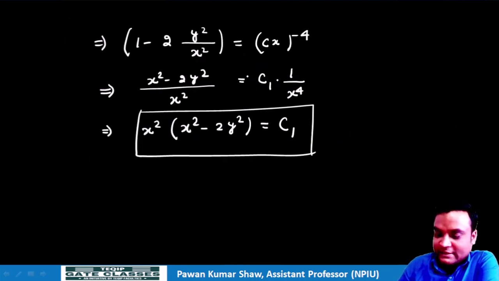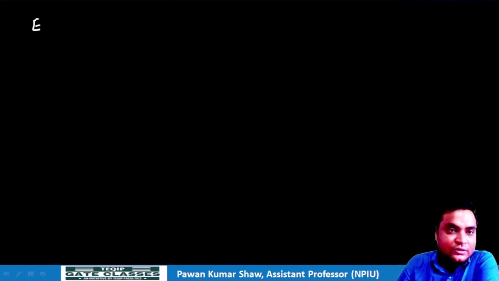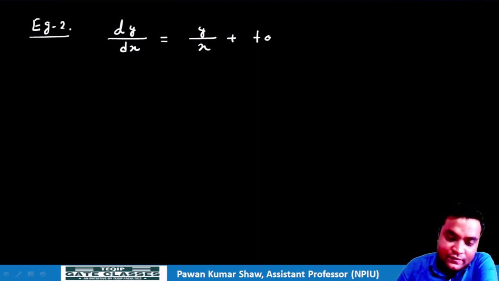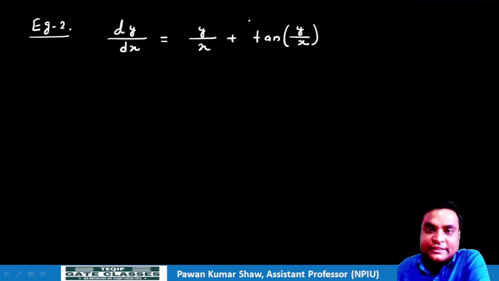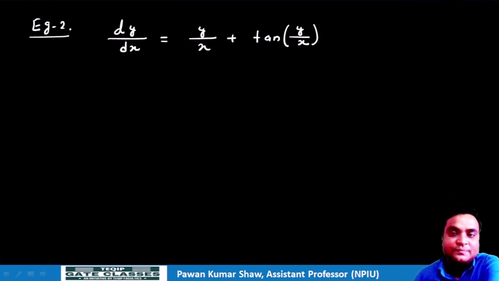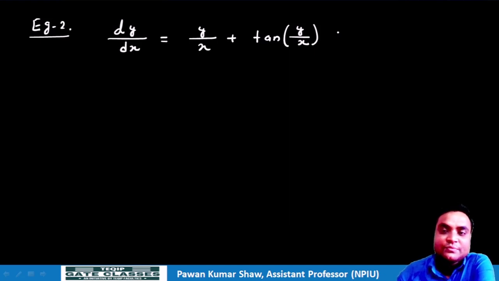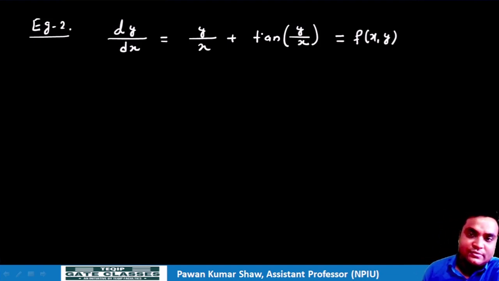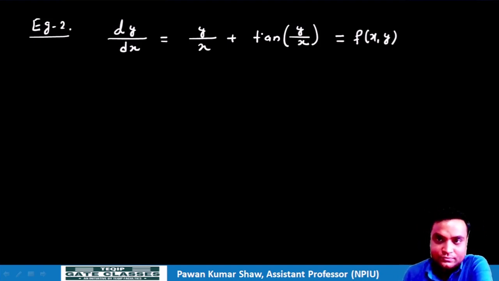Okay, now I am going to take another example. Suppose example number 2. So the differential equation is given dy by dx equal to y by x plus tan of y by x. See, this right hand side function is not given in terms of a rational function. So अगर ऐसा नहीं है तो हम क्या करेंगे, in that case we will check, suppose this is our f of xy, so we will check whether this is a homogeneous function of degree 0 or not. If it is degree 0, then we can apply our method to find the solution.